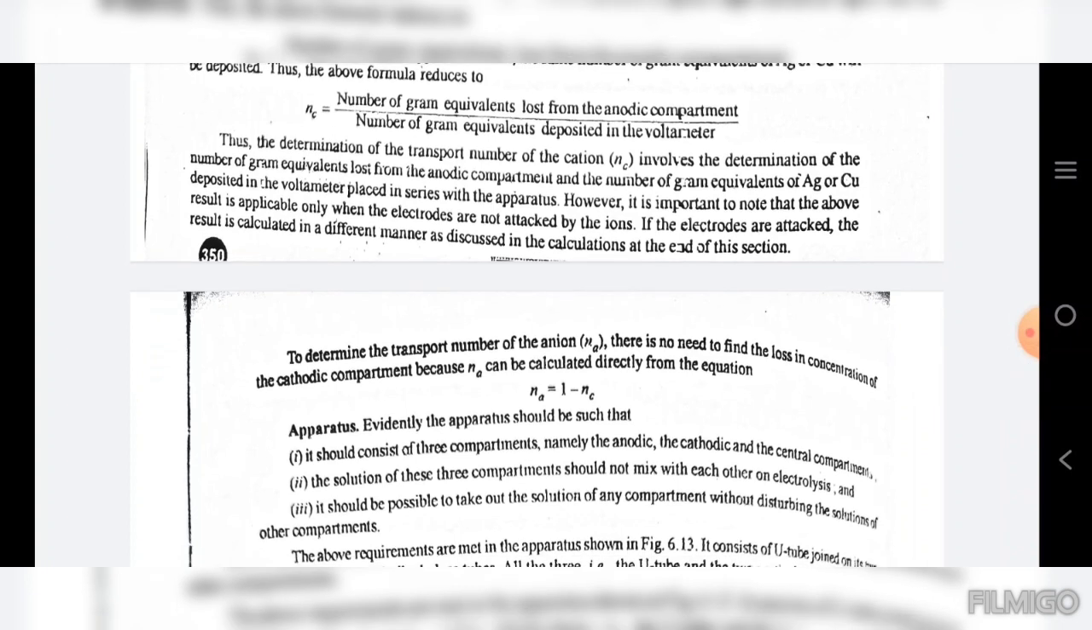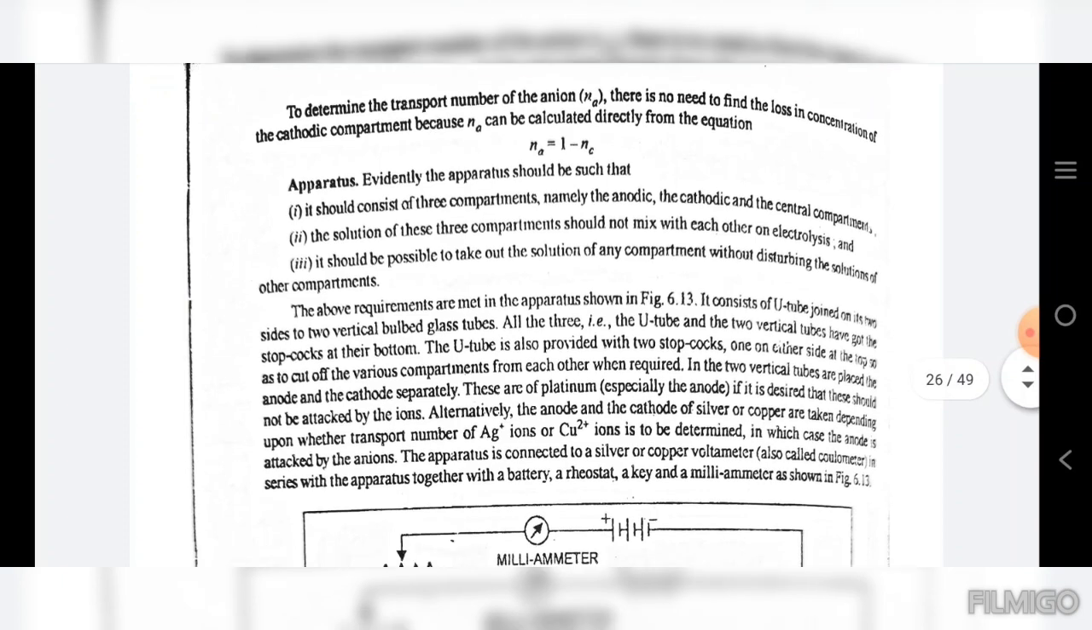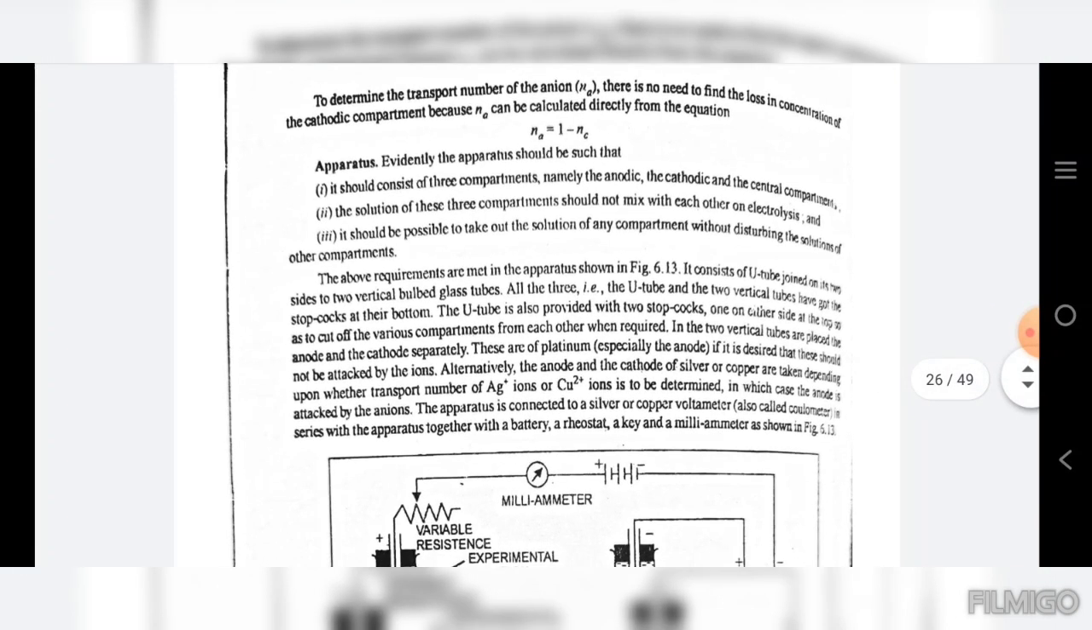Thus, the determination of the transport number of the cation involves the determination of the number of gram equivalents lost from the anodic compartment and the number of gram equivalents of Ag or Cu deposited in the voltameter placed in series with the apparatus. However, it is important to note that the above result is applicable only when the electrodes are not attacked by the ions. If the electrodes are attacked, the result is calculated in a different manner, as discussed in the calculation at the end of this section. To determine the transport number of the cation, there is no need to find the loss in the concentration of the cathodic compartment, because nc can be calculated directly from the equation.